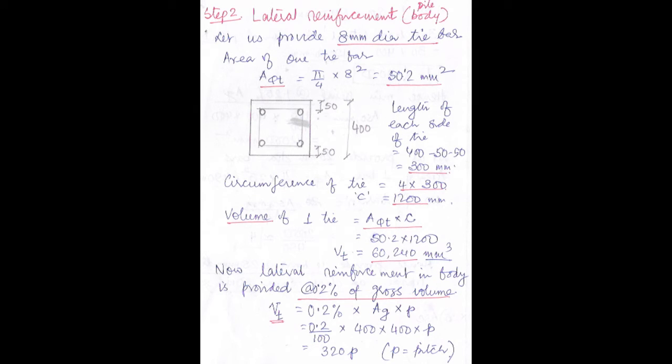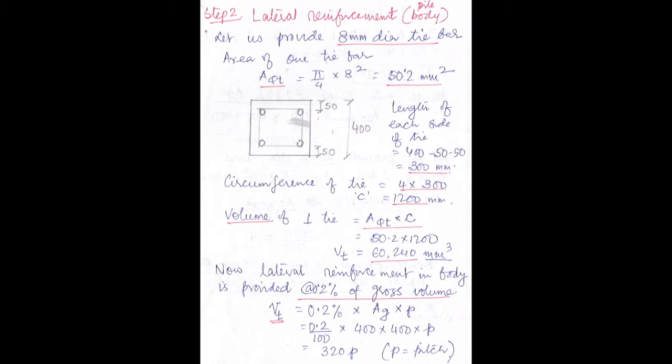Now let us go to step number 2, that is the lateral reinforcement but for pile body. So let us provide 8 millimeter diameter tie bar. Area of one tie bar will be A phi T is equal to pi by 4 into 8 square, that is 50.2 millimeter square. So you remember this value. See, after solving the numerical you will start remembering this value, that if we take 8 millimeter diameter bar, its cross sectional area is 50.2 millimeter square. So this you can just write it down after some time on your own. You don't have to calculate each and every time.